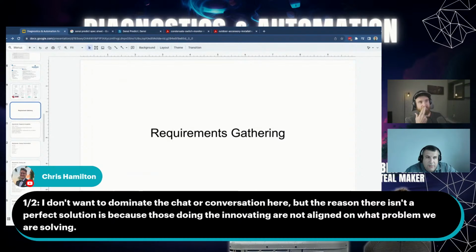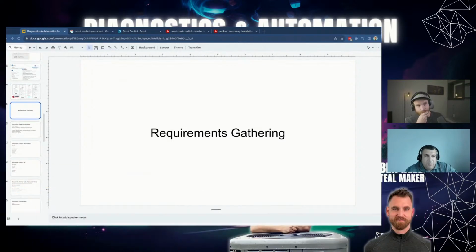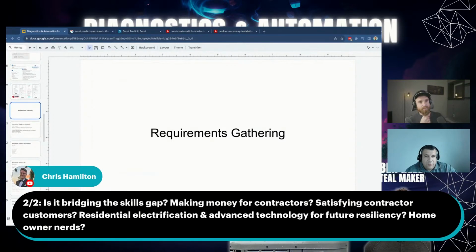Yeah, we've got a lot of different things we're trying to fix here. Are we trying to bridge a skills gap? Are we trying to make contractors more profitable? Are we doing this for electrification? Are we just trying to serve the home automation nerd out there? And I think what you said earlier, Ben, we're not going to be able to make everybody happy with one solution, but making something modular may let you serve a few more communities that way.